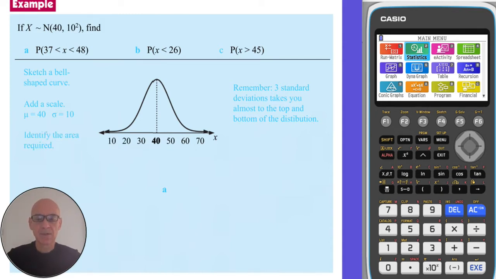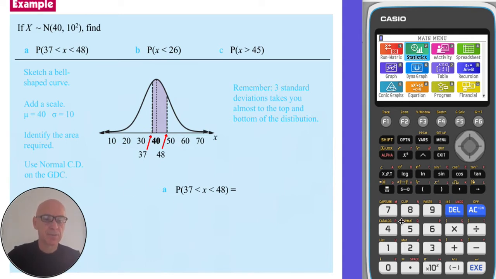Next, identify the area required. Draw a vertical line at x equals 37 and another one at x equals 48 and shade the area in between as shown. To find the required probability, we need to use our calculators, and I'll just show you how to do that.